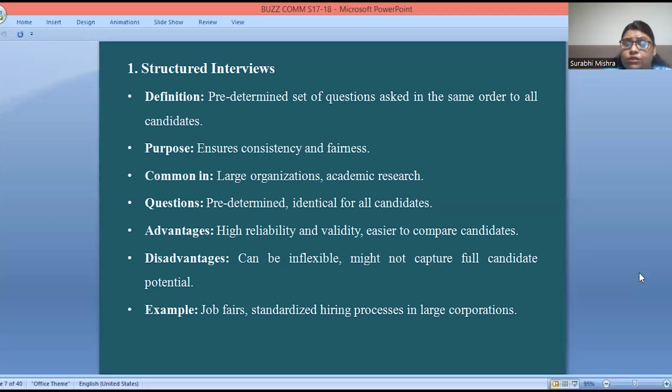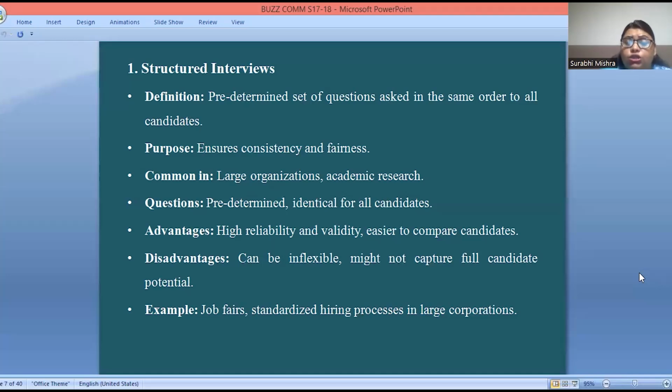Next is the purpose. In a structured interview, the purpose is to ensure consistency and fairness, right? Large organizations and academic researchers use such types of structured interviews. The questions are pre-planned, or we can say predetermined, and identical for all candidates. So there are no changes in the questions, as in the first round of interview, we can say the screening round, the questions are common for all the candidates.